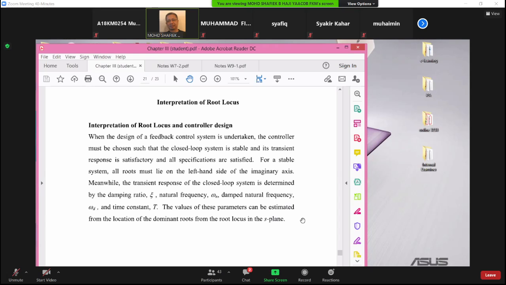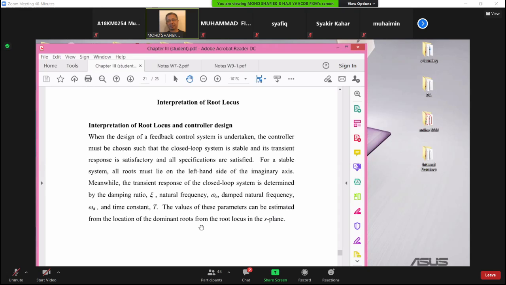That is for sure. But how can we determine the damping ratio, natural frequency, the damped natural frequency, the time constant just from the root locus diagram? We can estimate all these values from the root locus diagram. See, the value of this parameter can be estimated from the location of the dominant roots from the root locus in the S-plane. We are just going to estimate the behavior of the system based on the dominant roots.